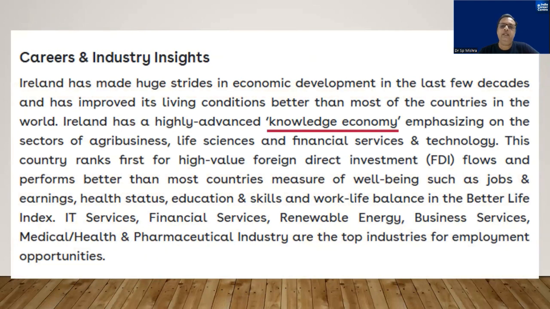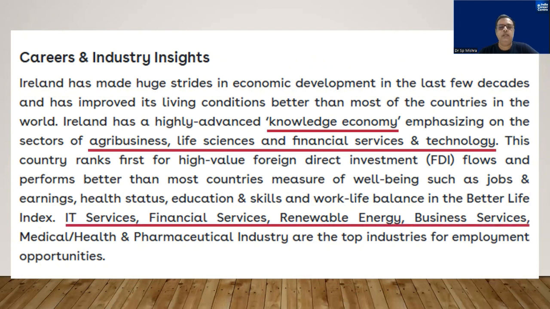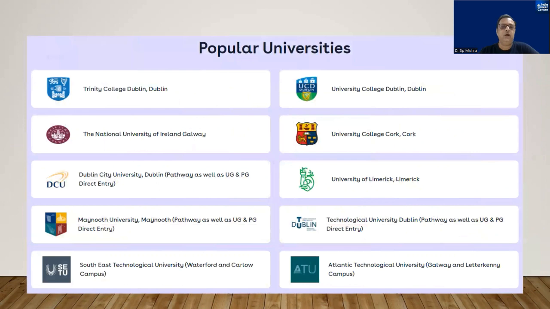Okay, so they are basically known for knowledge economy, and the sectors are agri, life science, financial services, and technology. And the options are like IT services, financial services, renewable energy, business services, medical health, pharmaceutical. These are some of the highest opportunities which are there. Top universities like Trinity College in Dublin, and so on and so forth. So most of the popular universities are in and around the Dublin area.